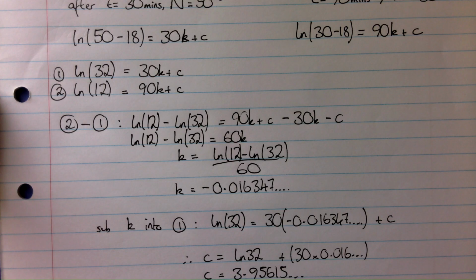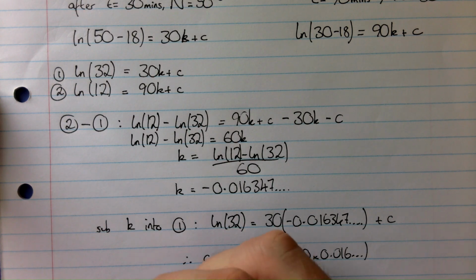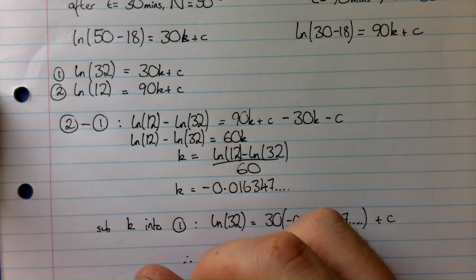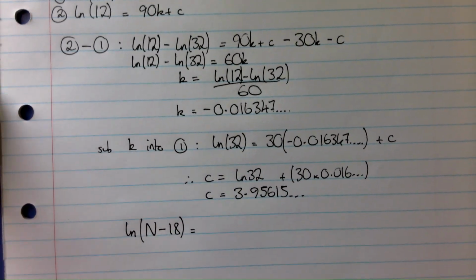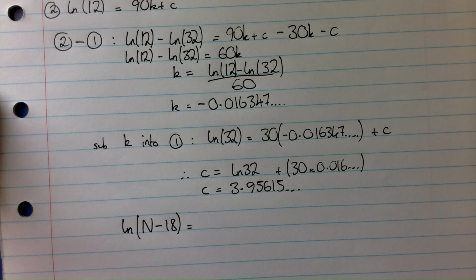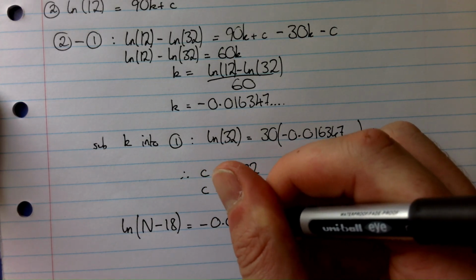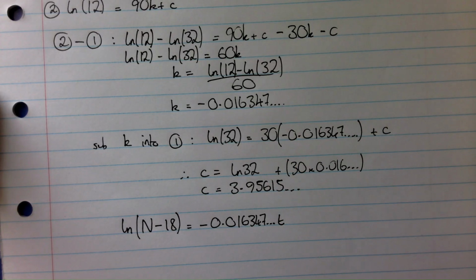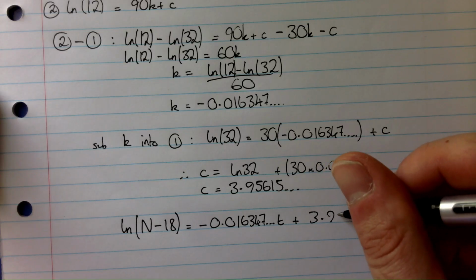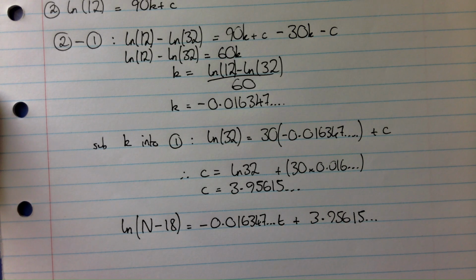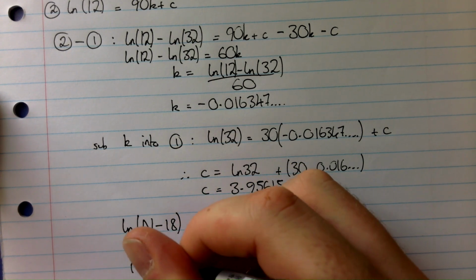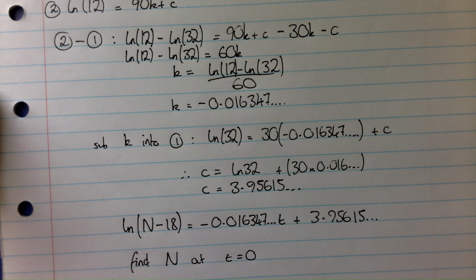First of all, I'm just going to write out our expression in full now. So ln of n minus 18 is equal to k times t plus c, which is minus 0.016347 multiplied by t plus 3.95615. Whenever you've worked out all these various constants in an equation, it's a good idea to write the equation out in full, because it's often a marking point. So to find the temperature of my cup of coffee when it was made, that is when t is 0. Find n at t equals 0.